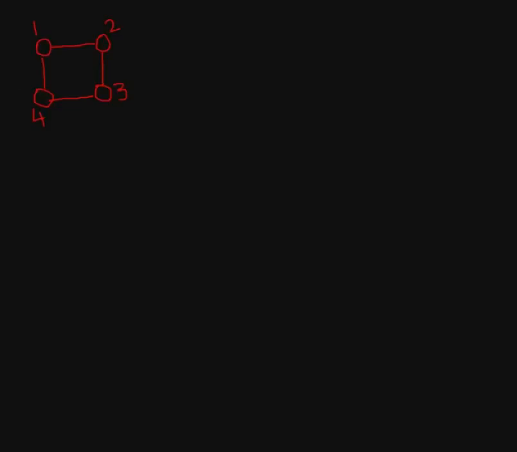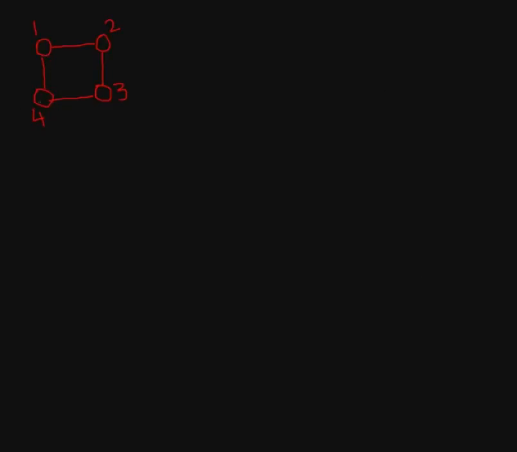So a graph can be more complicated than this. For example, it can have loops such as this. So a loop is basically a node connected to itself. So a loop from 1 to 1 would be just something like this. Or it could also have multiple edges, which would look something like this.